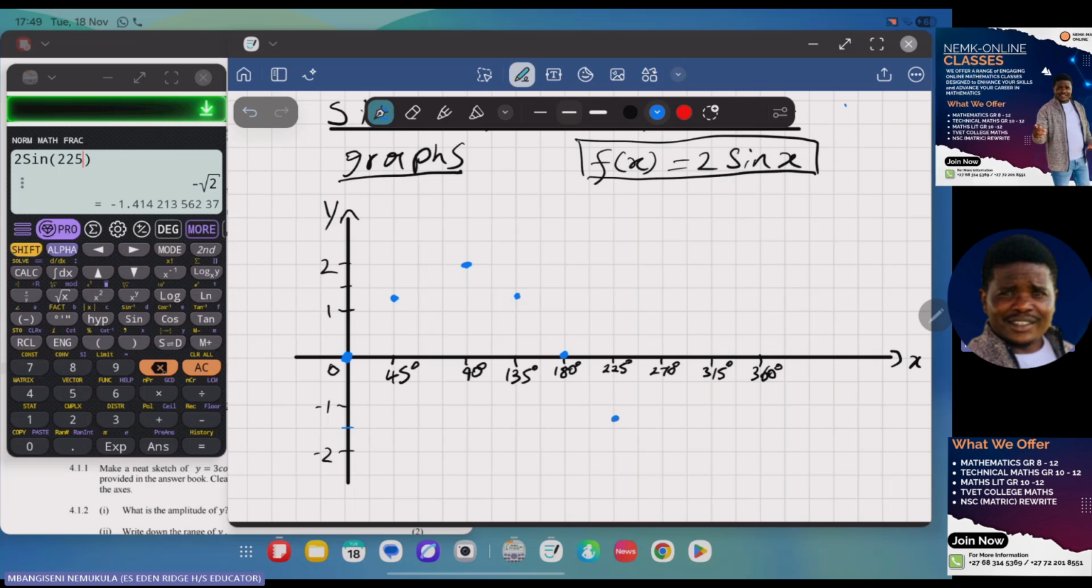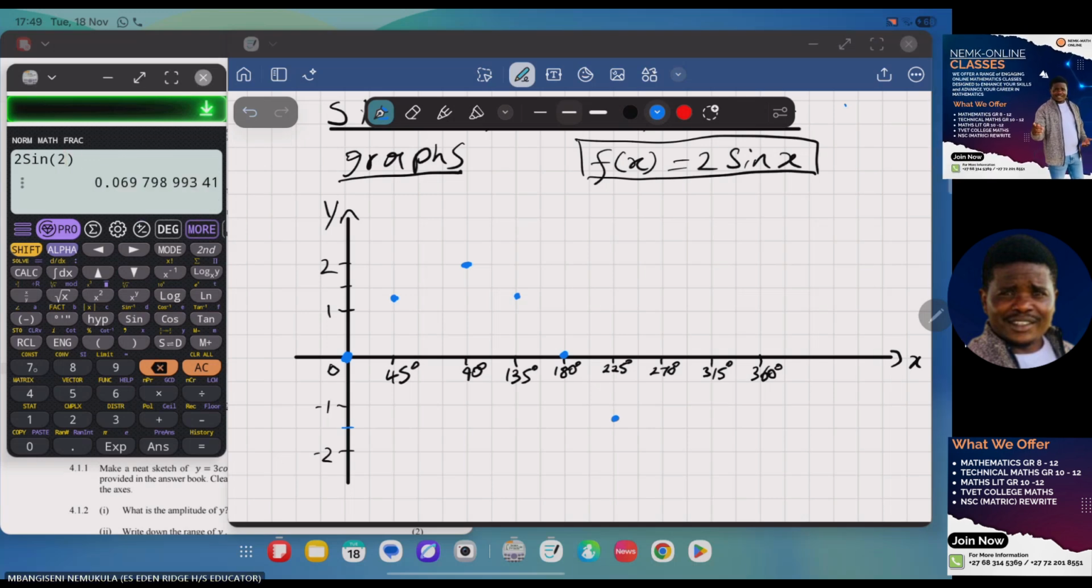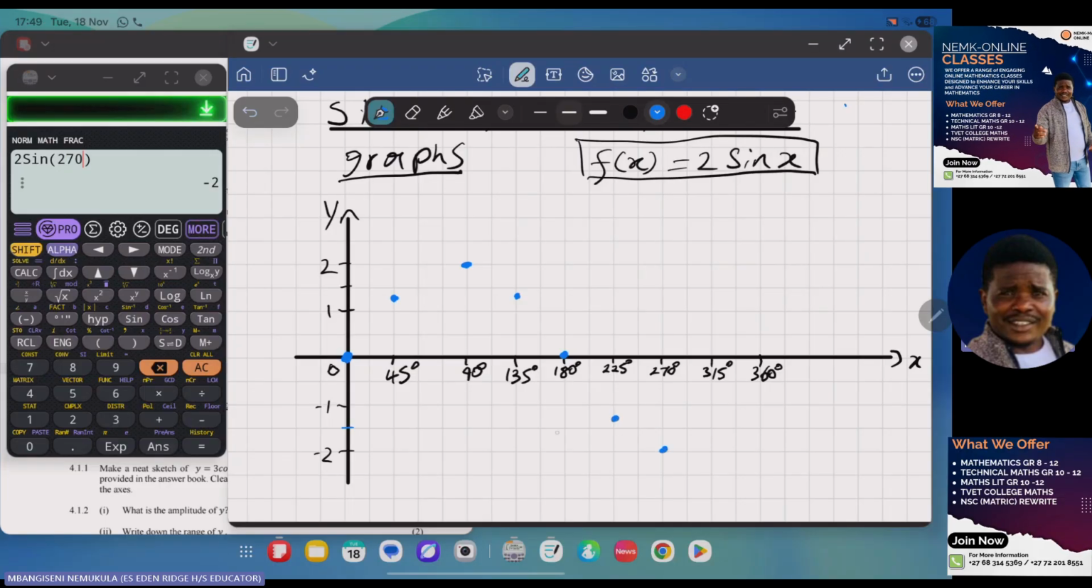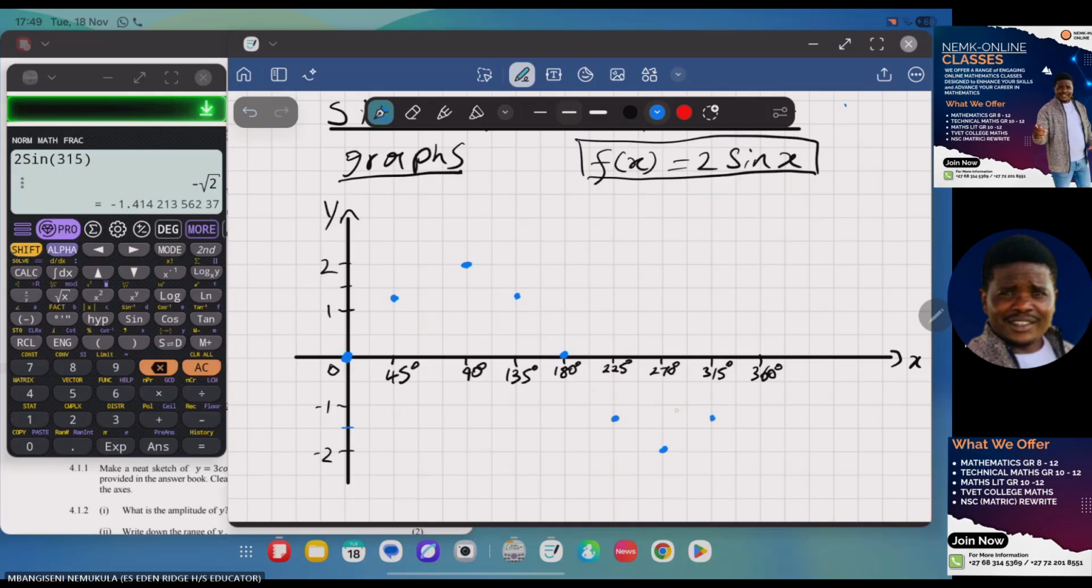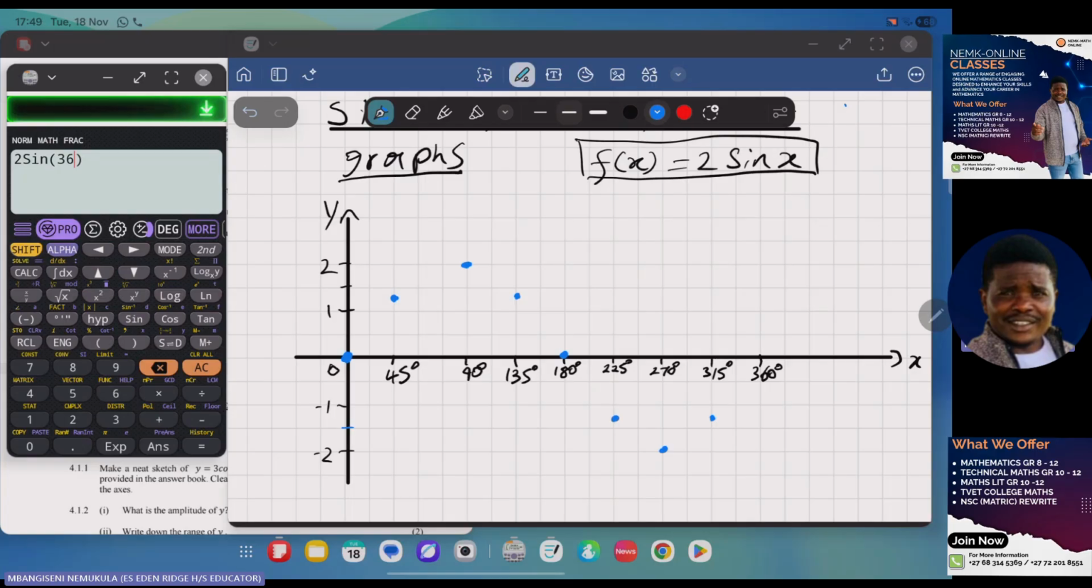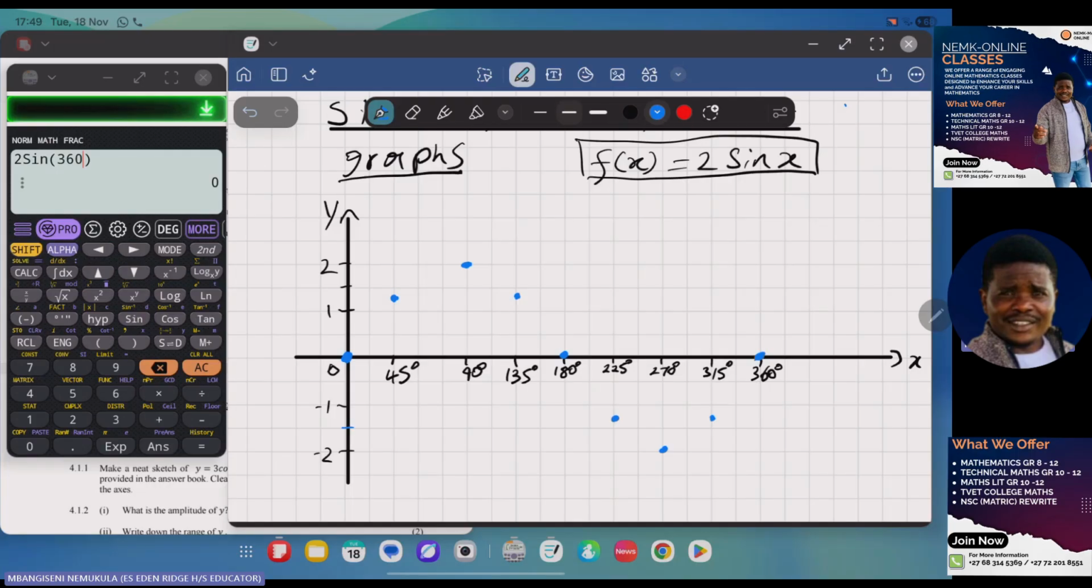And then let's go 270. That is negative 2 there. And then 315. Negative 1,41. That is something that's here. And then 360. Let's check 360. It's 0 there. You make a dot, so 360 and 0 meet there.